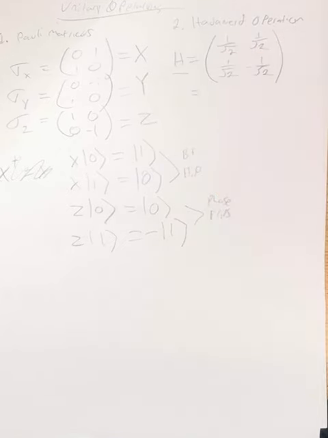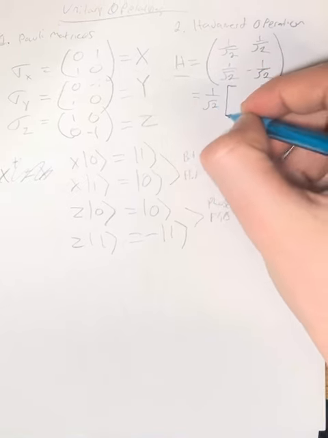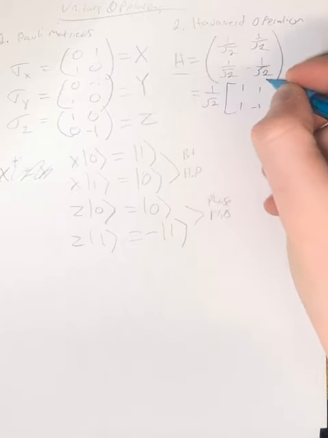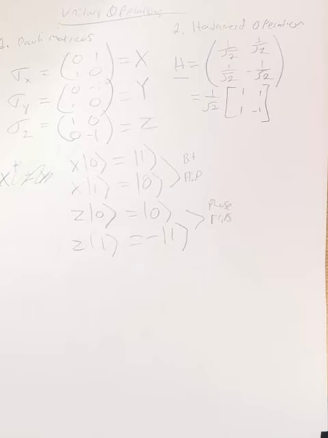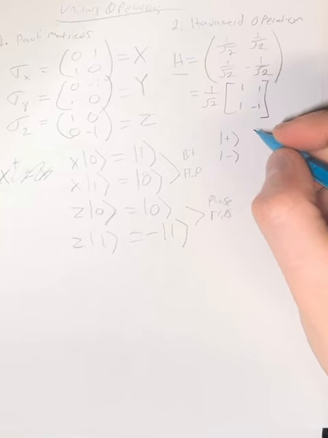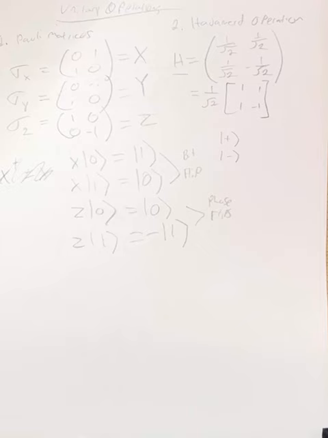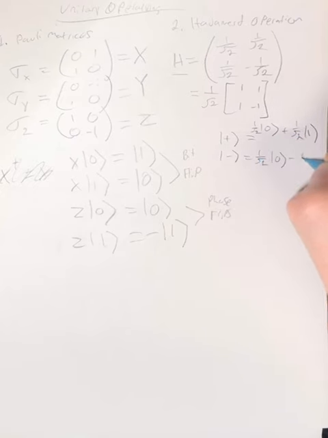We can also write the Hadamard matrix as something a little more simple, which is just 1 over root 2 times the following matrix: 1, 1, 1, negative 1. That's a lot simpler way to write it. Now, what this operation actually does, if you recall what the ket plus and the ket minus states are, and how they are equal to: ket plus is equal to 1 over root 2 ket 0 plus 1 over root 2 ket 1, and then ket minus is equal to 1 over root 2 ket 0 minus 1 over root 2 ket 1.